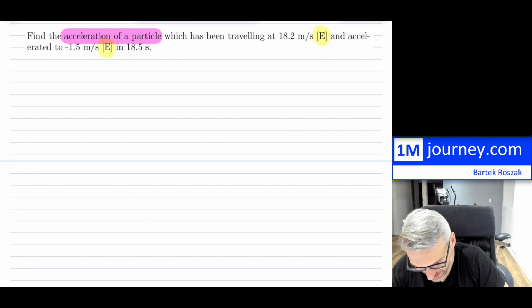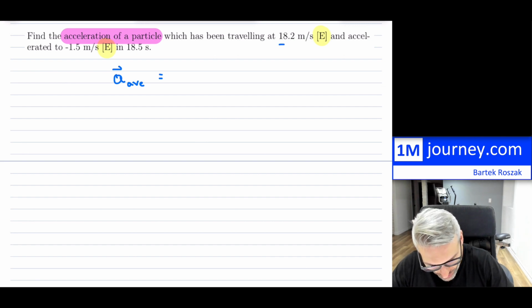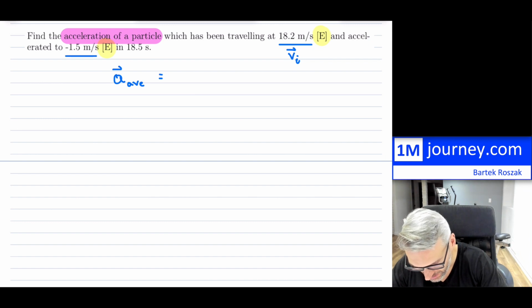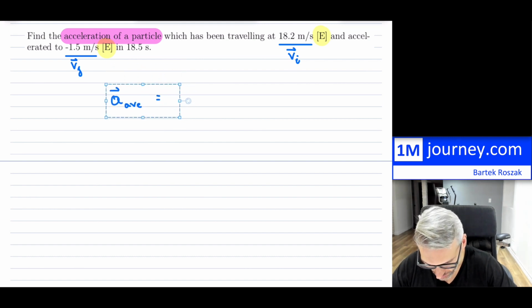Now I can take a step back and find the average acceleration. Notice that it's starting from here, so this would have been my VI, my initial velocity. And then it's ending over here, that would have been my final velocity. So you can write those as your given pieces of information, and then you can just utilize the formula.